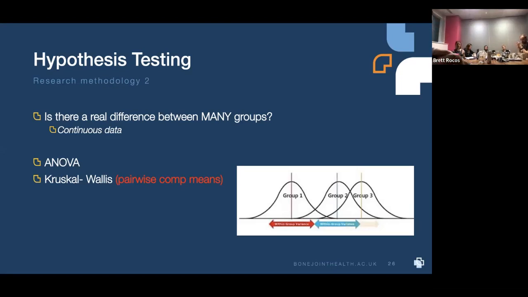Now, if all the data is normally distributed, it's an ANOVA. If it's not, it's called the Kruskal-Wallis test, which is super complicated maths. Make the computer do it. Okay?